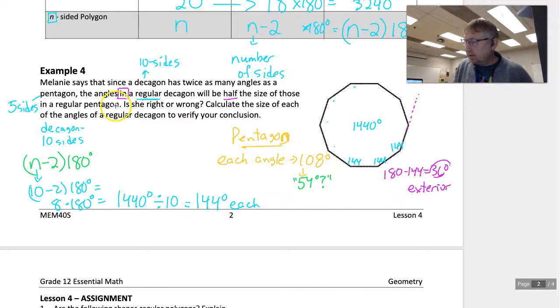She just got one word wrong. She said the angles in. She should have said the angles on the outside.